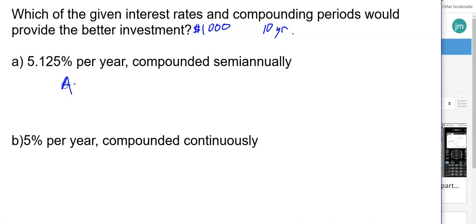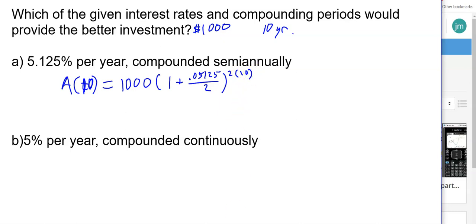So this will be the amount using the first formula, the one we learned last week, basically. So A of t equals principal, which is $1,000, times 1 plus R over N. So this would be 0.05125 over N, which is compounded semi-annually, which is 2, to the power of NT, which is 2 times T, which is, I guess this is 10. I have 10 right there. So 10 is T.